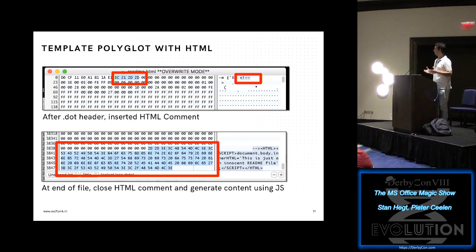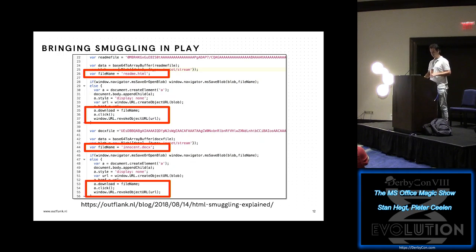So now we have these two documents, but we need to deliver them. I mean, this only works as long as this template file and this docx file are in the same directory. So we need to bring another trick or step in our attack chain. And for that, we used a friend which is called HTML smuggling.